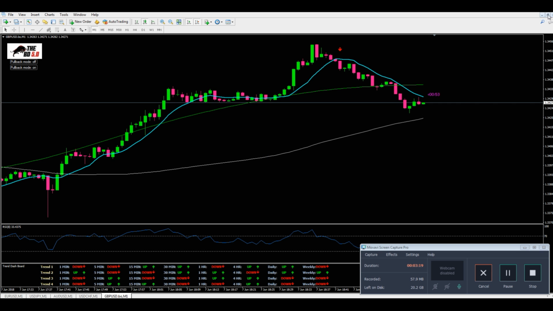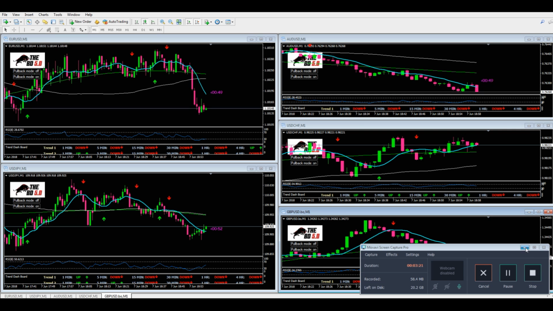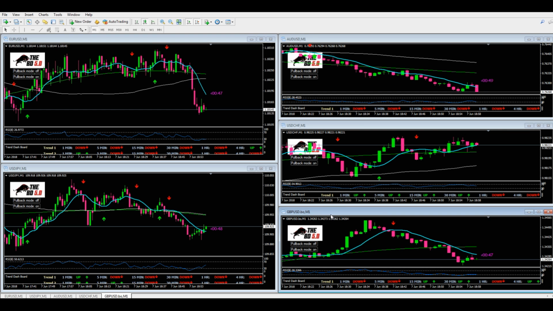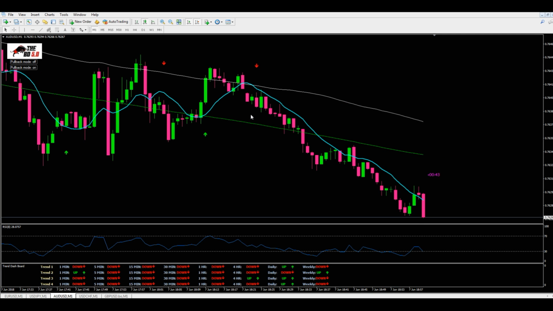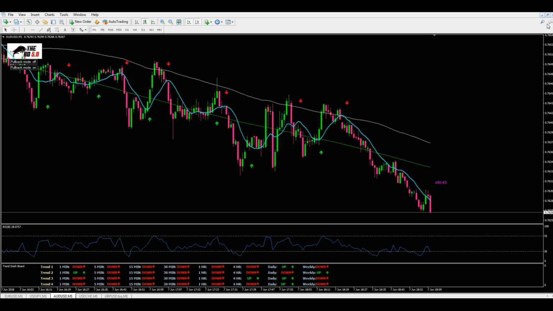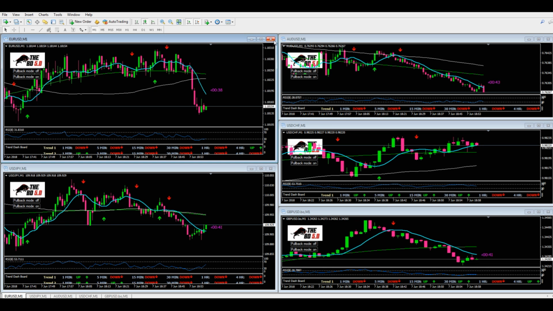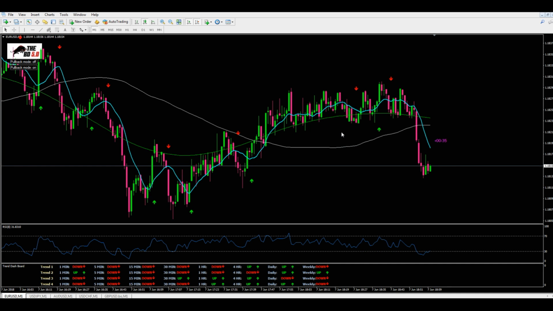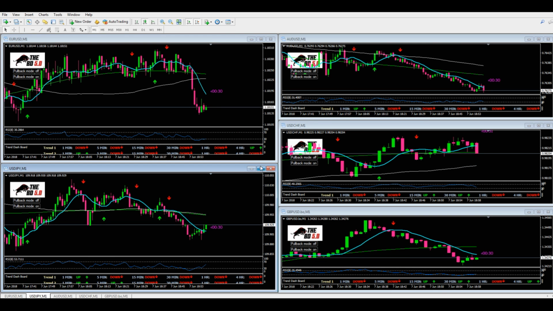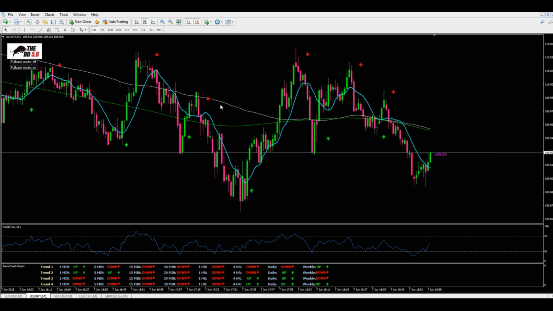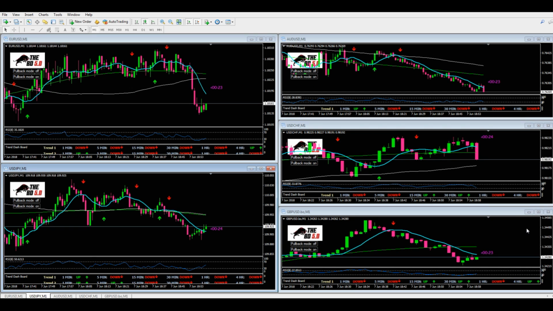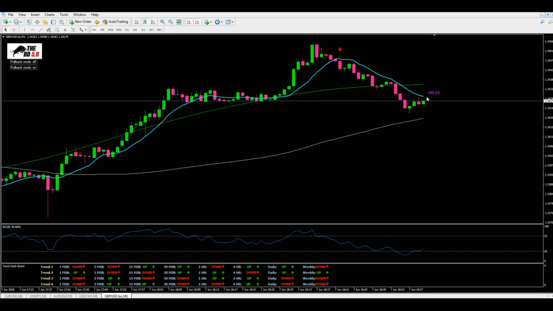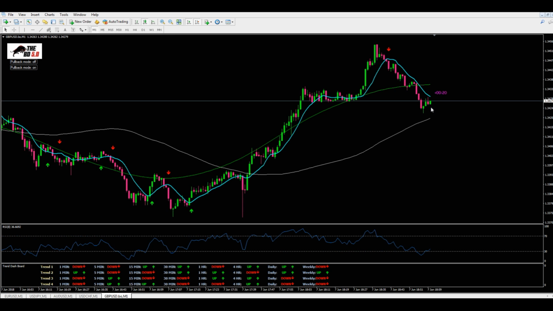At the minute though, there's no other setups that I like. Let me get rid of that. There's no other setups that I like at the minute. We can see that everything is currently a downtrend, so I'm not interested in that. Again, price is kind of going sideways there. I'm not interested in that. And USD JPY again, nowhere. Look at the lines. There's no real movement there. So the only real trade at the minute that I'm interested in is GBPUSD.